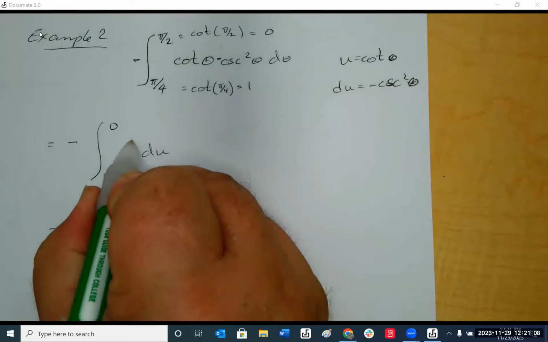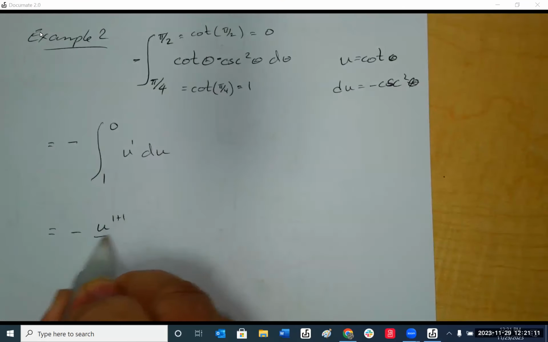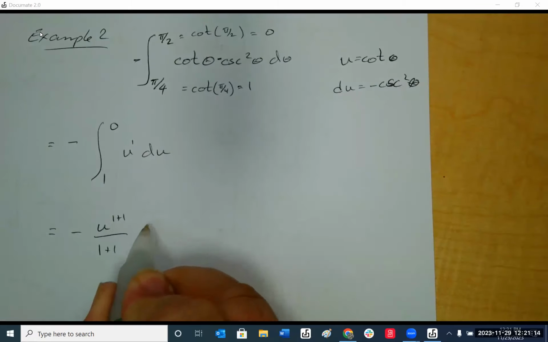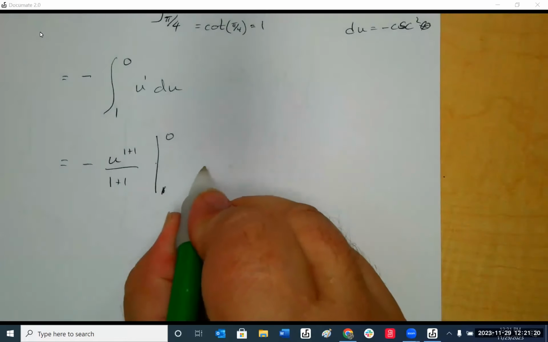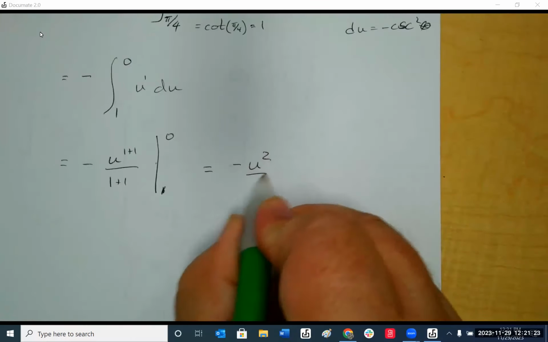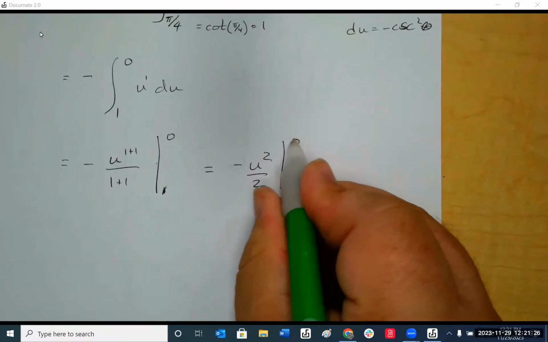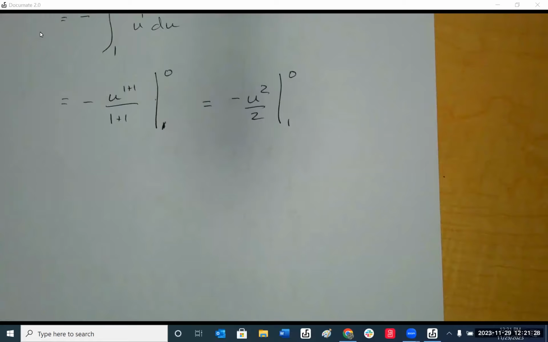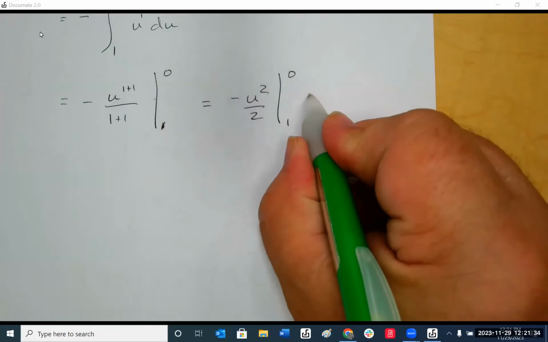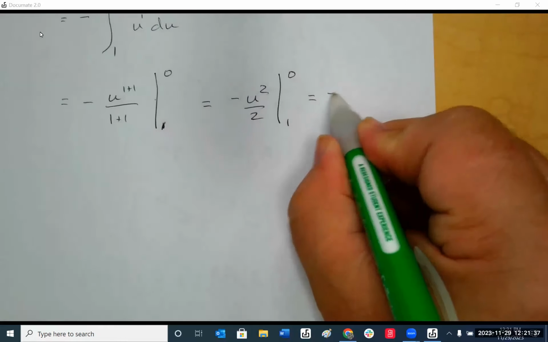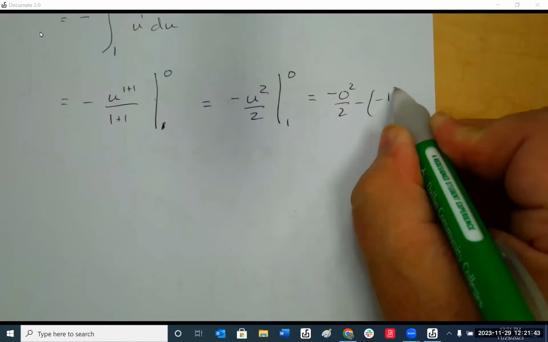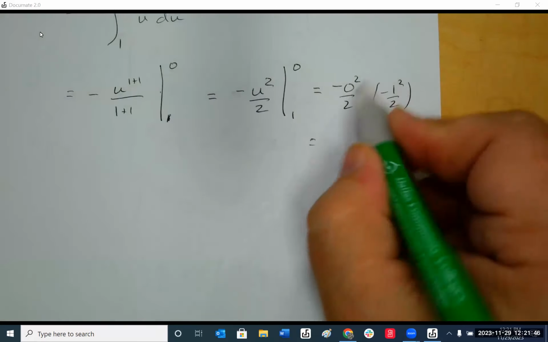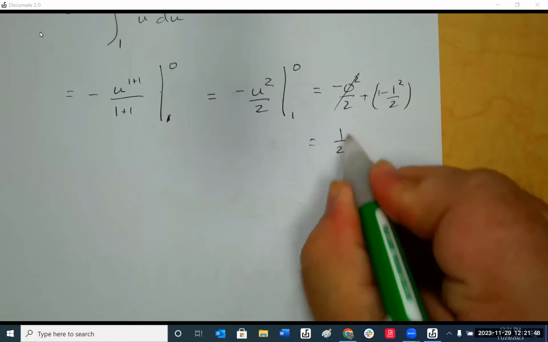Integral of u, this is to the first power, so it's u to the 1 plus 1 over 1 plus 1. Negative 0 squared over 2 minus negative 1 squared over 2. One half.